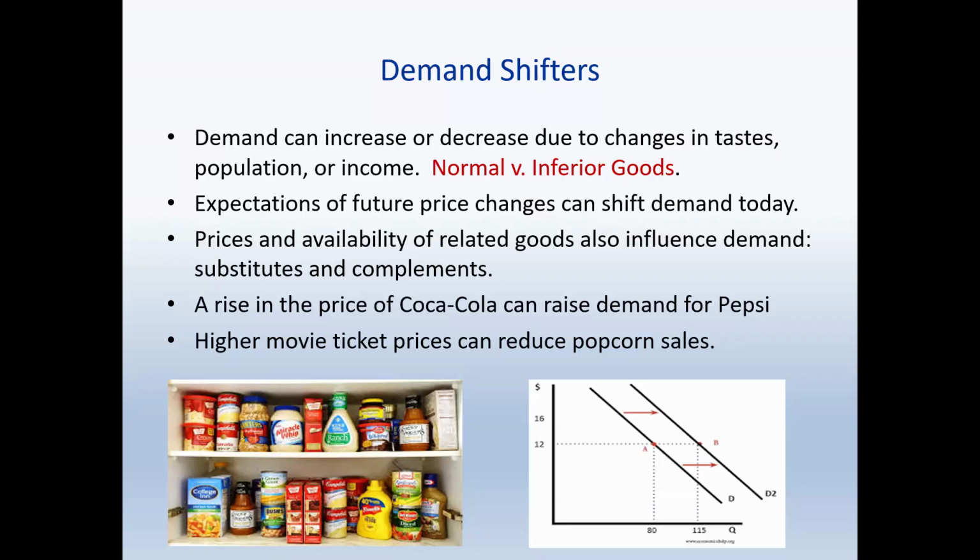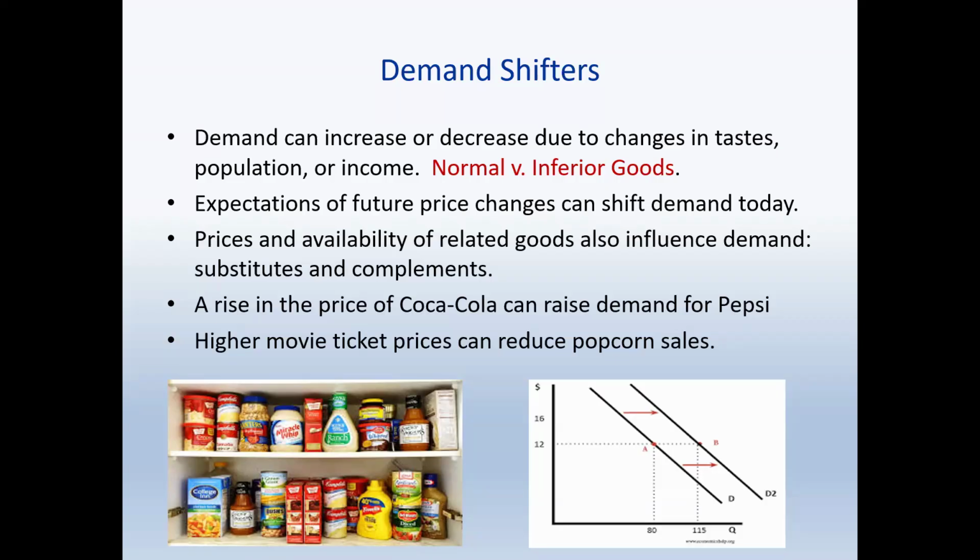Finally, expectation of future prices can shift demand today. This is typically only true for goods that are expensive and durable. For instance, houses. If we expect the price of houses to go up in the future, we may rush to buy a house today so we can avoid the higher price. Or if it's August and we expect the price of cars to drop in October and November when the new models come out, which is typically the case, we may wait for a few months to buy a car, even though we need one now.